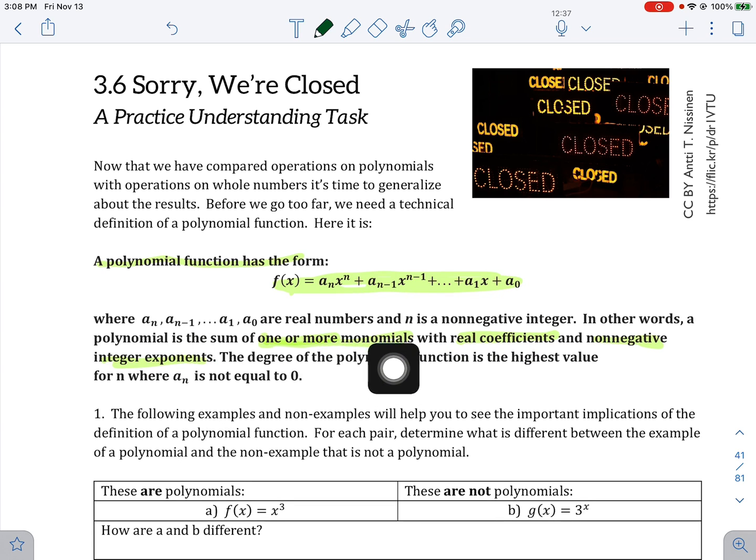The a coefficients are real. n is a non-negative integer, because we've said polynomials can't have denominators with variables. So it's one or more monomials. It could just be one of these with real coefficients. a is real, and non-negative exponents, so n is not negative.